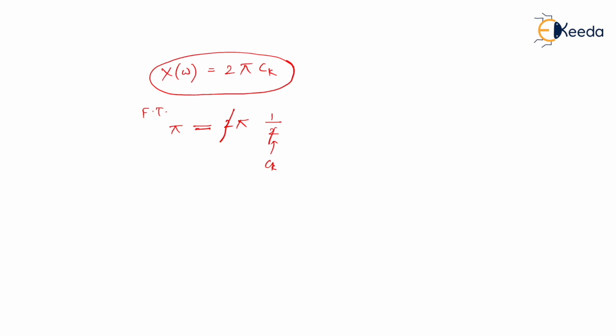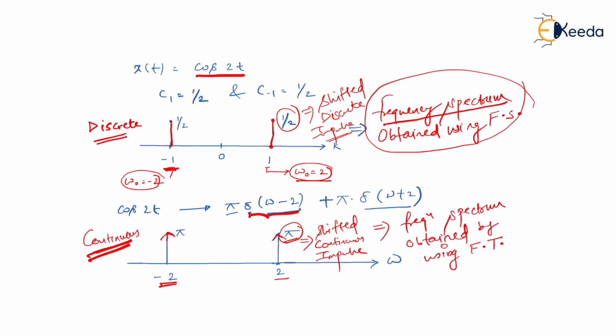So this is the relation between a Fourier transform and Fourier series coefficient. Please remember, your Fourier transform is X of omega, and ck is your Fourier series coefficient. This is the way we relate a Fourier transform with a Fourier series coefficient. Am I right? So what I did, I'll explain you once again.